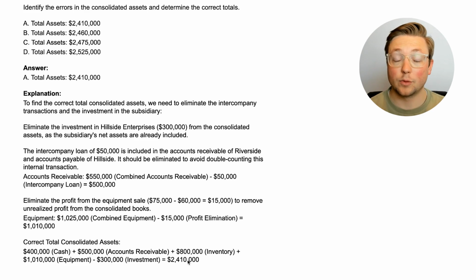So it would have been $3,010,000, even if they had done everything else correctly, but they didn't do the other two things correctly, which was the $65,000 other adjustments that we had to do. So overall, they forgot to remove the intercompany loan, they forgot to remove the intercompany profit, and then they also forgot to remove the intercompany investment, or like the parent's investment in the subsidiary. So once you remove all those things and correct them, then you get the correct total assets. And with that, let's go to the next question.